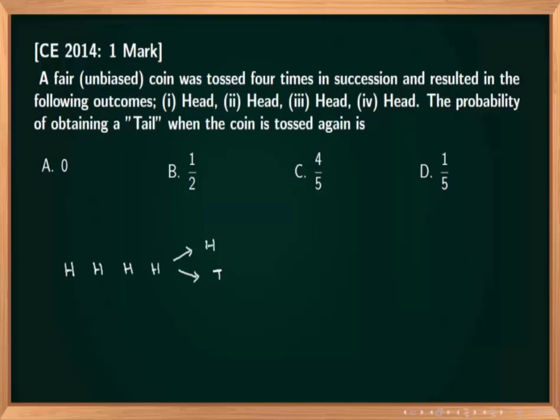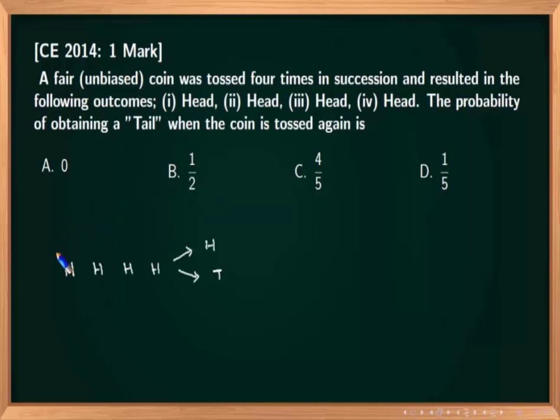Those who already know this will know that all these are independent events, and the previous outcomes are not going to bother the next outcome, which means that since that is a fair coin, the probability of getting a head in the fifth toss will be 1 by 2, and the probability of getting a tail in the fifth toss will be 1 by 2, which means that the answer must be 1 by 2.